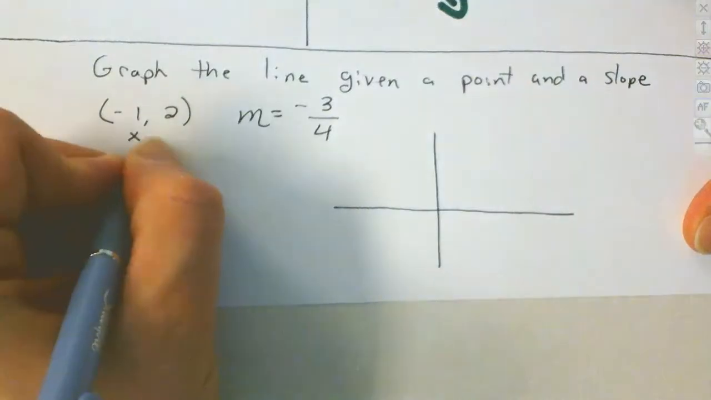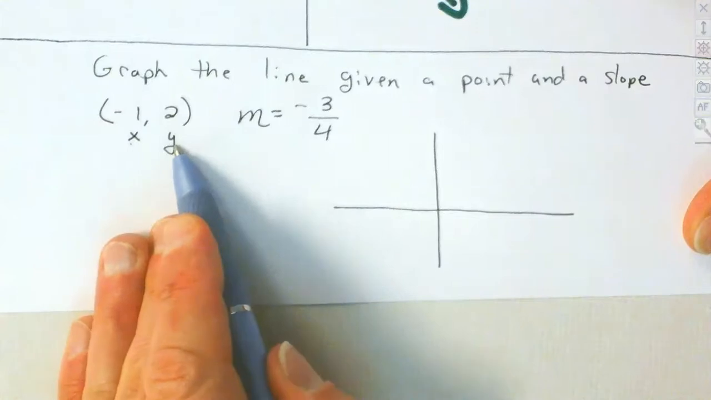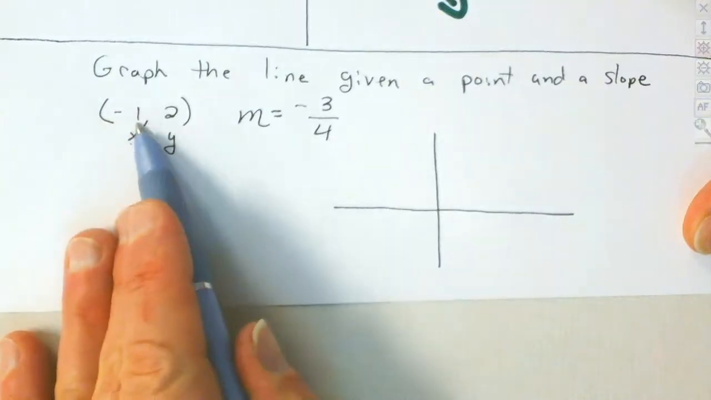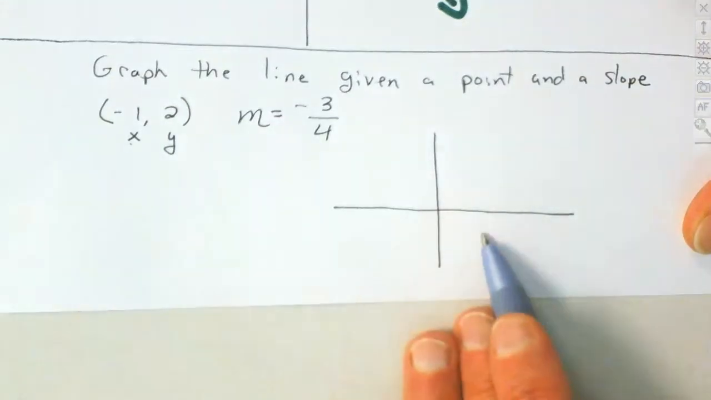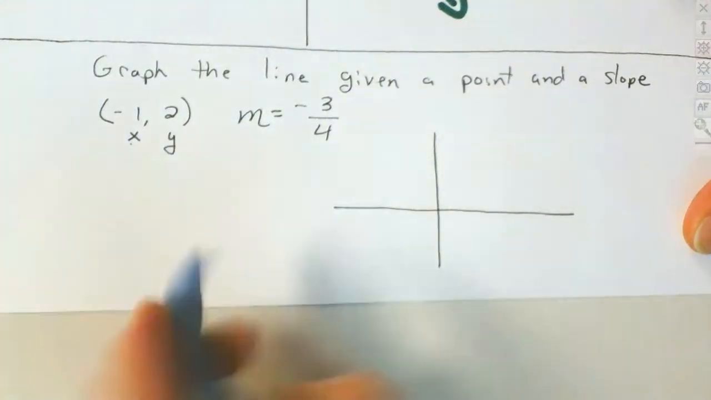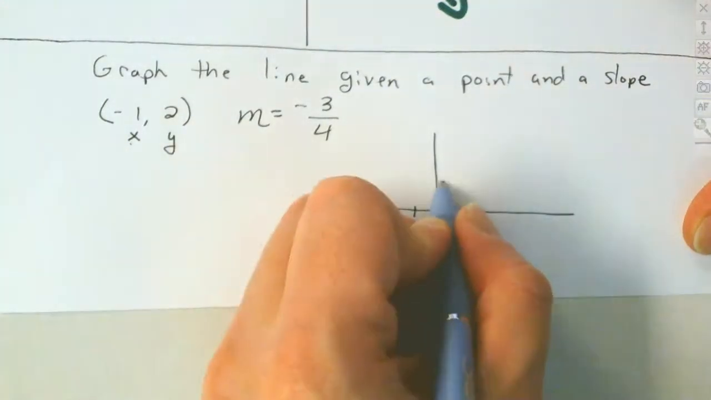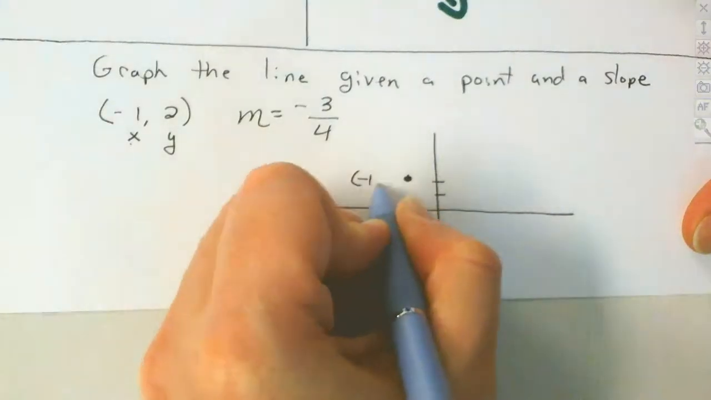A lot of times students get this mixed up. Remember, x goes first. That's the left and the right. Y is the up and down. So if I wanted to plot -1, +2, it's not going to be here, right? It's going to be -1 back here, up 2. So -1, +2. But a lot of times I've seen students mix them up. The x is the left and the right, so you always do the x and the left and the right first, then the up and down. So that's going to be -1, 2.